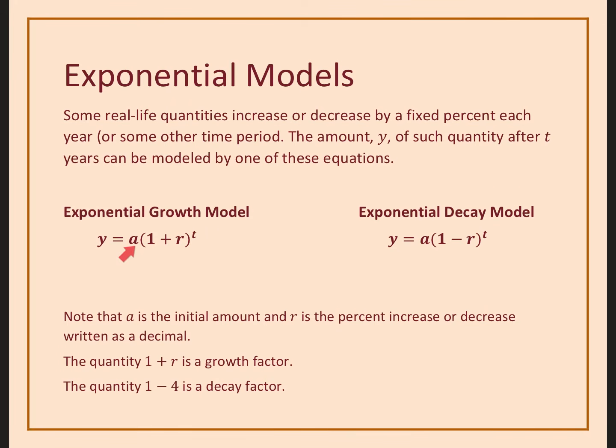A is your starting amount. If it's a growth, it'll be 1 plus. If it's a decay, you're going to see 1 minus. R is the rate that it's changing. Super important that R is the percent increase or decrease written as a decimal. So a 10% increase or decrease would be written as 0.10, converting percent to decimal by moving the decimal place 2 back. It would be 1 plus 0.10 for growth, or 1 minus 0.10 for decay.